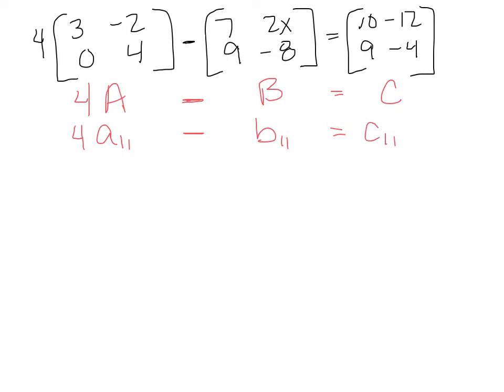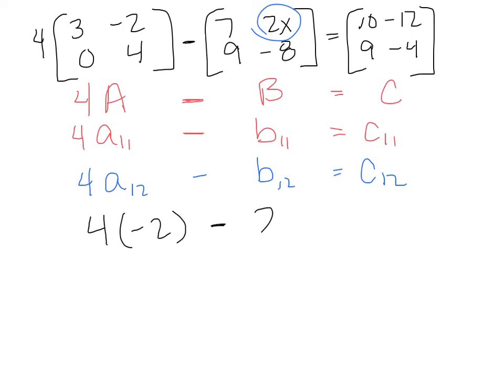So for this one, it looks like what we want to do is find x. That's the only thing we don't really know. So if we take this into consideration, we know that 4 times the entry A12 minus B12, which is where the x is, is going to get us C12. So let's go ahead and actually do that. We know that 4 times negative 2 minus 2x should get us negative 12. See how all those are coming from the corresponding entries. They're all in that 1, 2 position. Now we just need to really solve this equation.